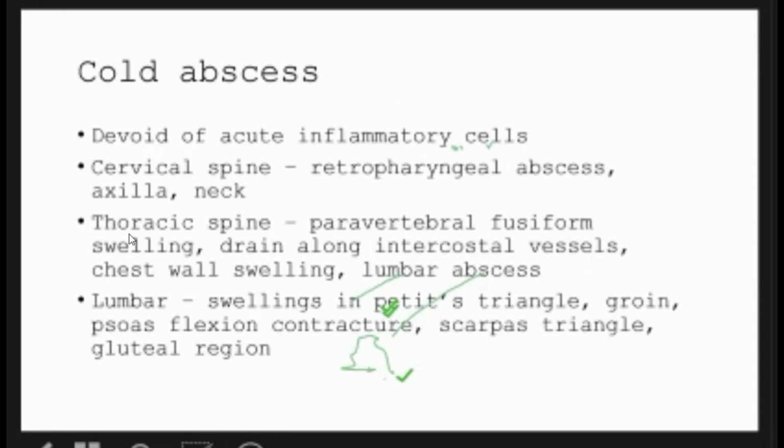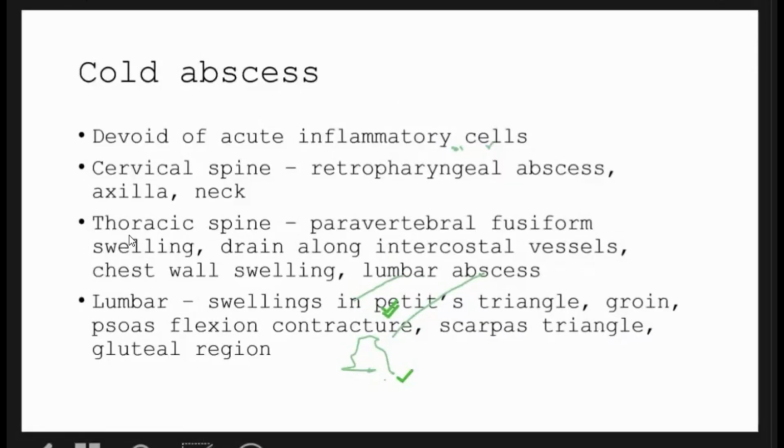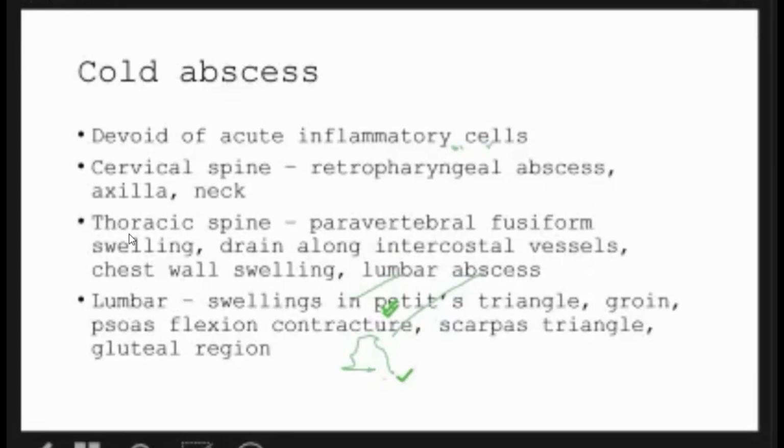They can either present surrounding the spine or vertebral structures, or they can track along the path of least resistance along the tissue planes and manifest close to the skin. Like you may have a retropharyngeal abscess, or maybe in the axilla or neck in the case of a cervical spine. The thoracic spine may track along the intercostal vessels, and you may find it along the chest wall.